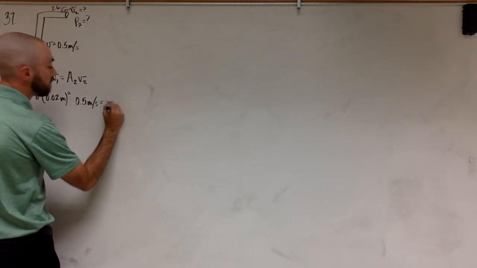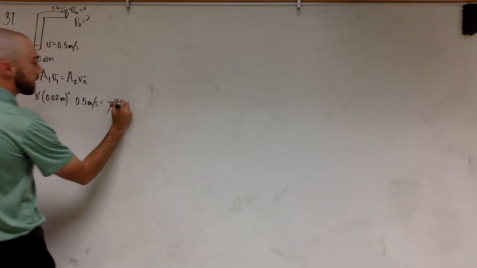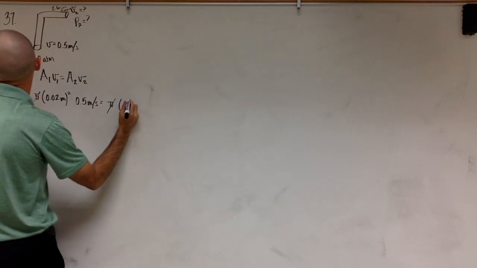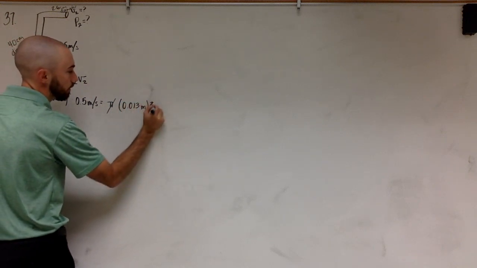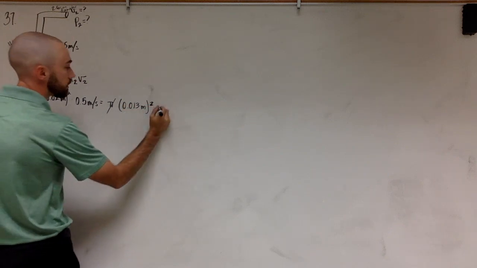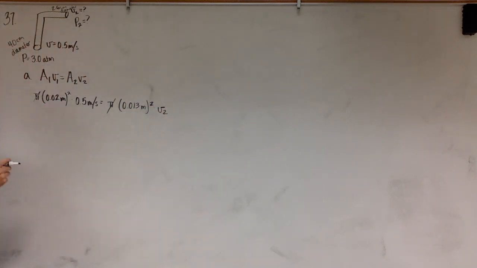And at the end, I'm going to have pi, which should cancel on both sides. I'm going to have a radius of 0.013 meters squared. Sorry, that's radius times V2.